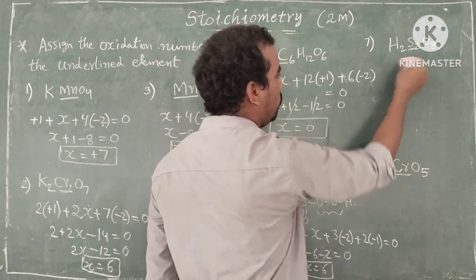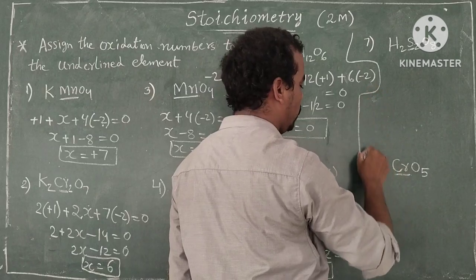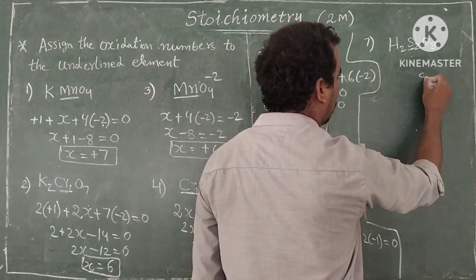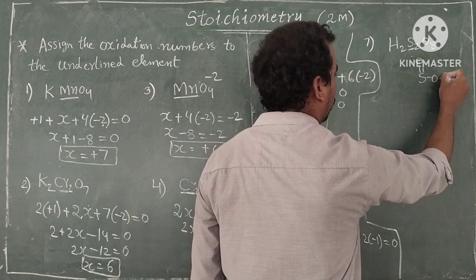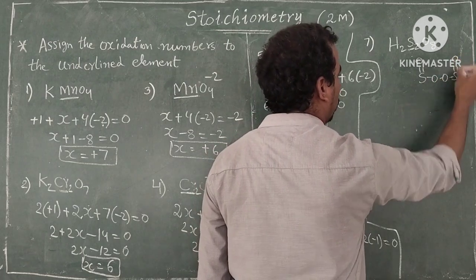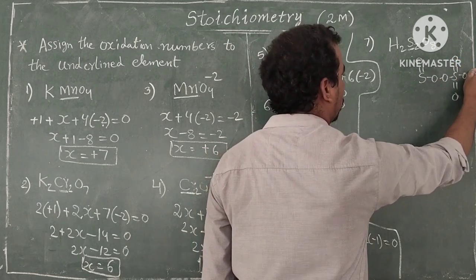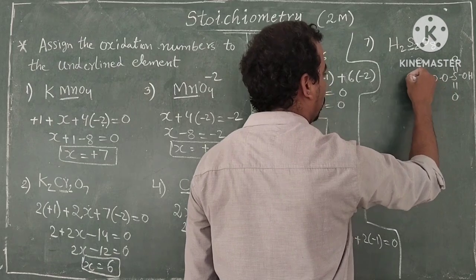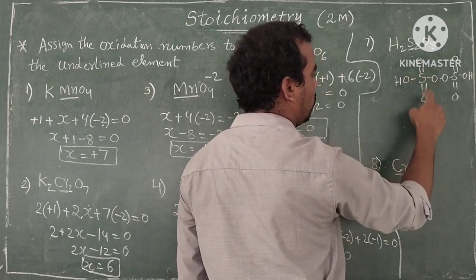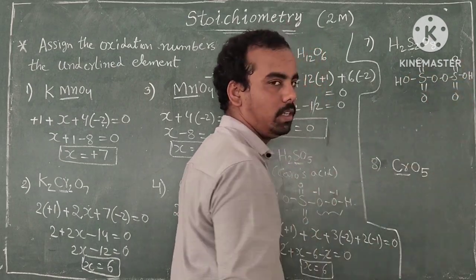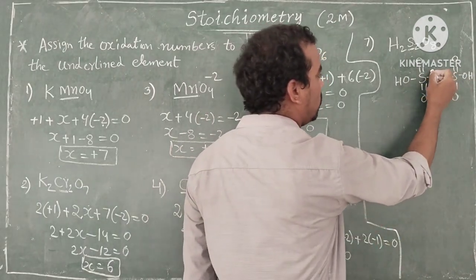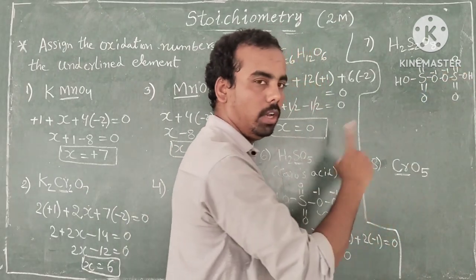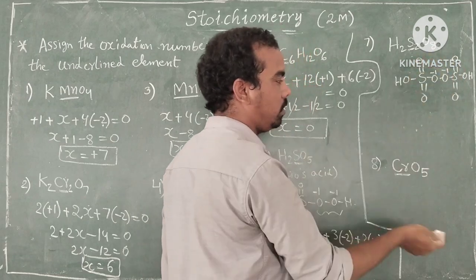Next, H2S2O8. S double bond O, double bond O, OH, double bond O, OH. So 1, 2, 3, 4, 5, 6, 7, 8: 8 oxygens, 2 hydrogens. Here, 2 oxygens are in a peroxy linkage, OO linkage. So -1, -1. The remaining oxygens are all -2.